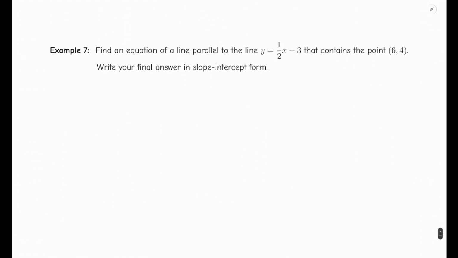Example 7, find the equation of a line parallel to y equals 1/2 x minus 3 that contains the point 6, 4. Write your final answer in slope-intercept form. So again, the slope of the given line is 1/2, and the slope of the line I'm looking for, since it's parallel, will be the same as that. Again, the point given, 6, 4, is not the y-intercept, so it's going to be y minus 4 equals 1/2 (x minus 6) for point-slope form, and then solve for y.